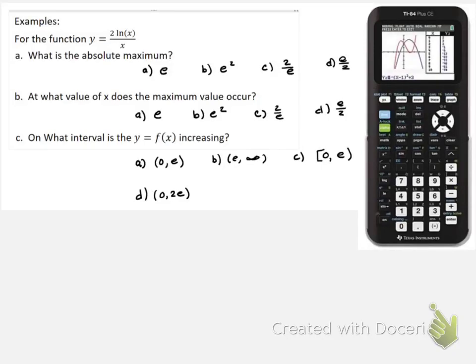We've been asked to find the absolute maximum of this graph, y equals 2 ln of x, all divided by x. So the first thing I'll do is go to my calculator and hit y equals 2 ln of x, and I'll just put a divide by x because there's only one thing in the denominator. Then I'll hit graph, and before you hit graph you might hit zoom number 6, which is the standard zoom, and your graph will look something like this.